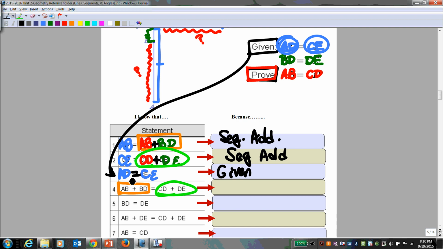We took this AD and we replaced it with the orange. And we took this C to E and we replaced it with the green. We took the bigger segments and we replaced them with the smaller addition segments. That's called substitution. We substituted one for the other.